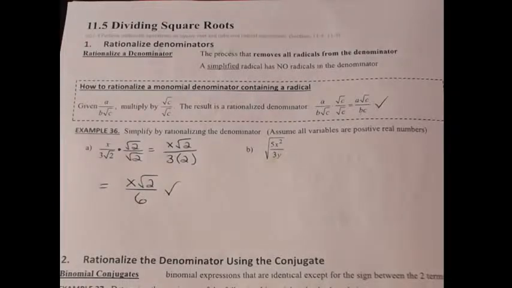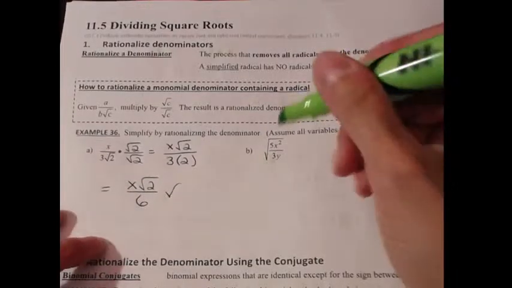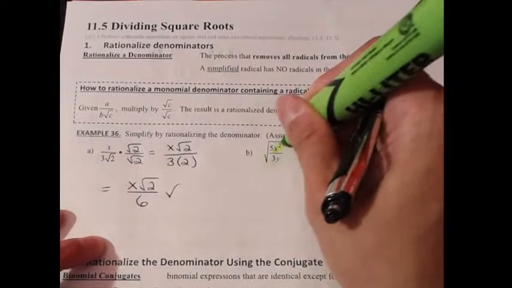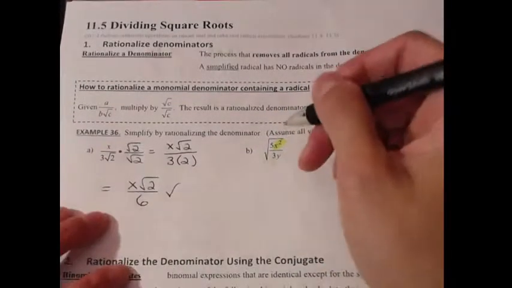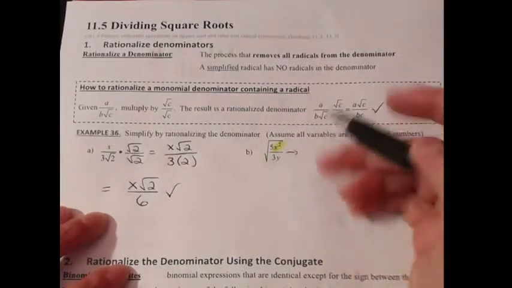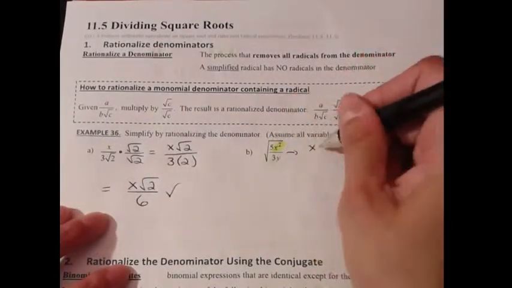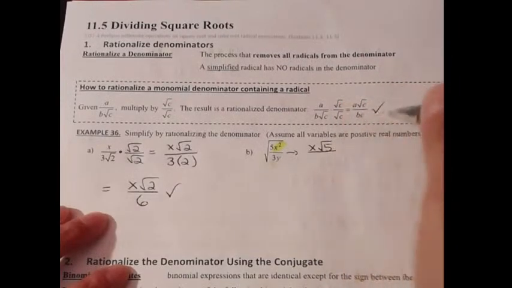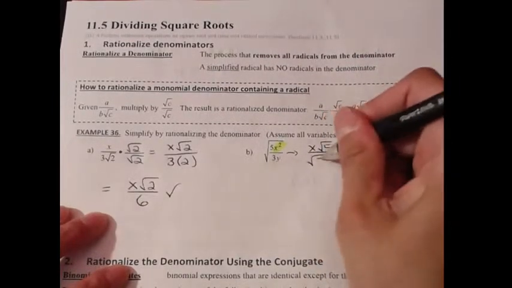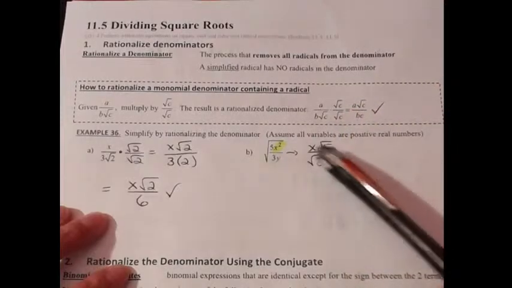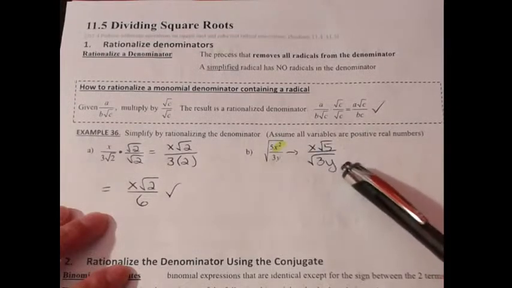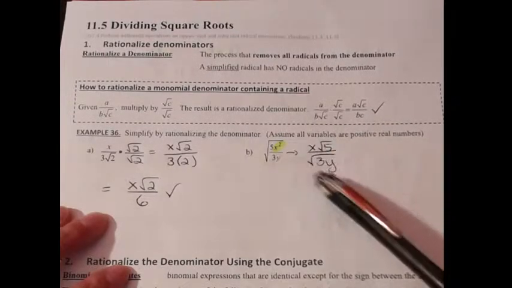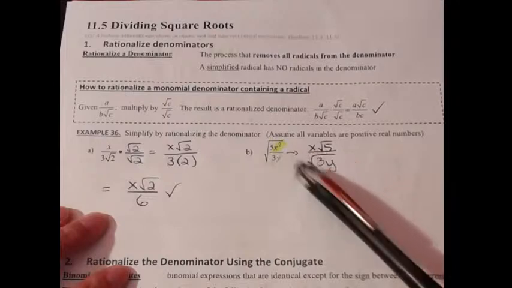Take a look at part B. What this problem is trying to do is freak you out. First off, are your eyes drawn to the perfect square like mine? I hope so. I'm going to rewrite this. Square root of x squared is x, but I still have a square root of 5 in the numerator, so I'm going to leave that. In the denominator, I have square root of 3y. This is the problem. Nobody cares that there's a square root in the numerator. Everyone cares that there's a square root in the denominator. This is what we have to fix.